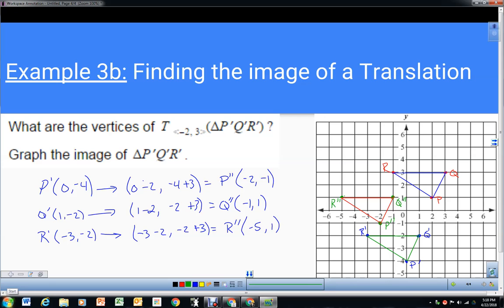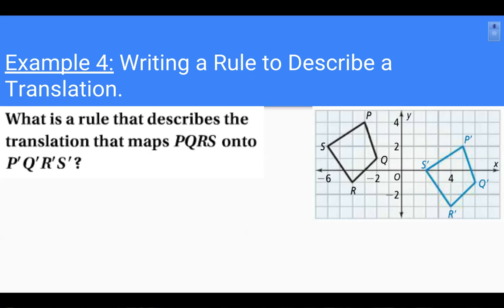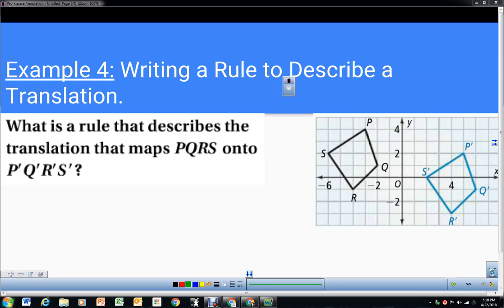All right, so let's take a look at the next part, writing a rule. So we've graphed it. Now let's take a look at writing a rule based on a picture here. So we want to say, how do we get from this point here in our pre-image to our image point here? And the best way to do this is to always work backwards. So pick a point and figure out, how did I get from that point to its original position? So let's take a look at P prime. How did I go from here to right here?